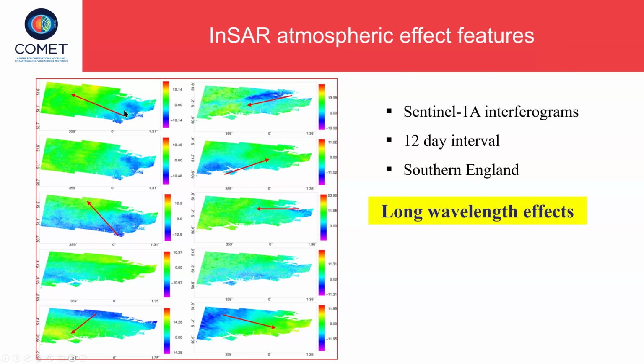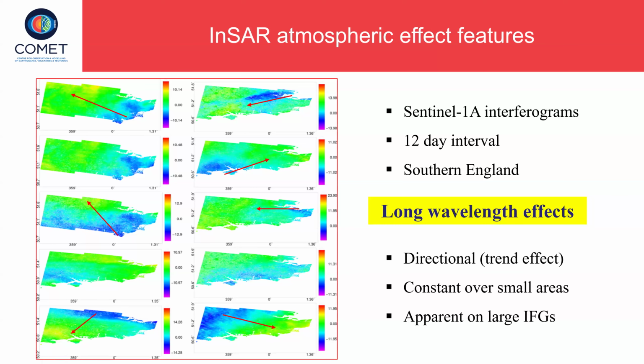You can clearly see the blue signal, the blue color. These are all tropospheric error, actually, because there is no deformation happening here. So all you can see is the tropospheric error. It's called the long wavelength effect because it's directional. So there is a direction in the signal, for example, from south to north, or from east to west. It's kind of a trend effect.